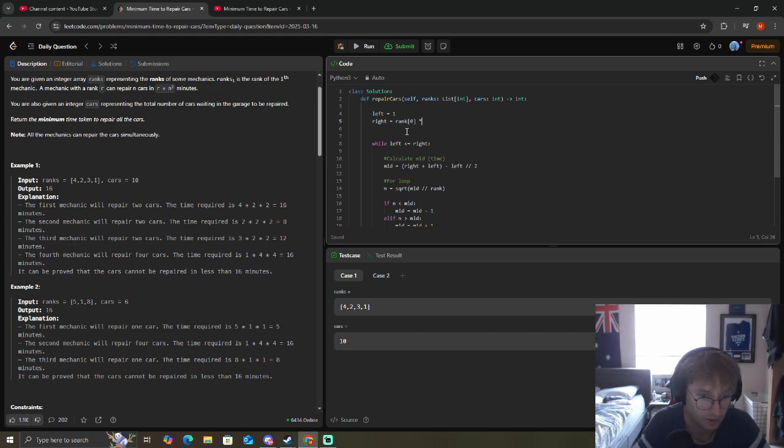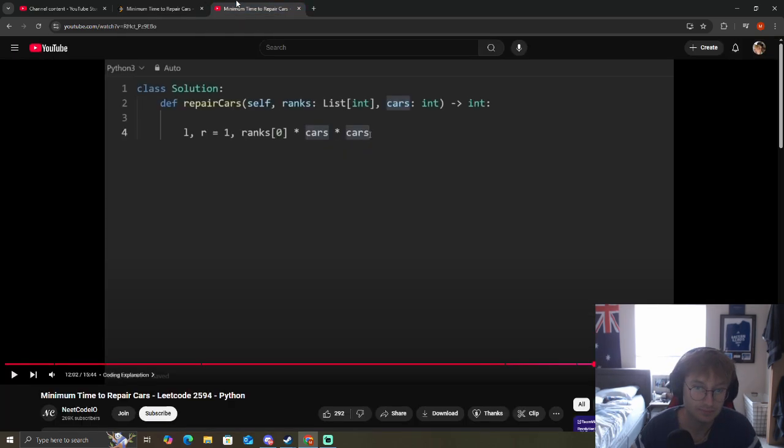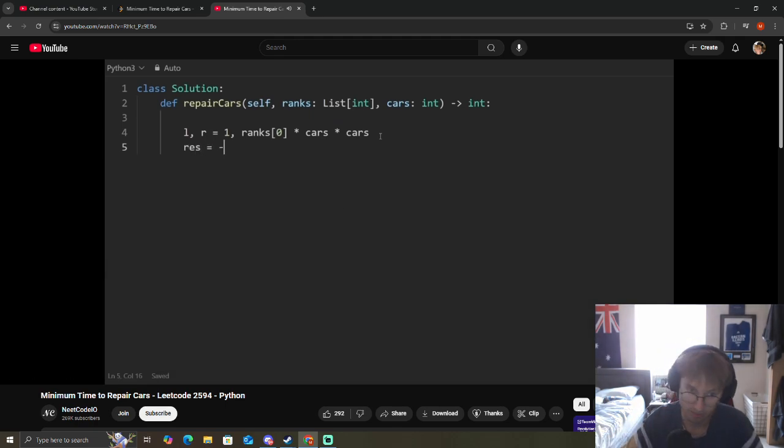What is it? Cars times cars. The amount of time it would take one mechanic to do all of the cars, and now we can run binary search within this range. I'll just initialize my result to some random value. In this case, it doesn't really matter how we do this, so I'll just do it like this.